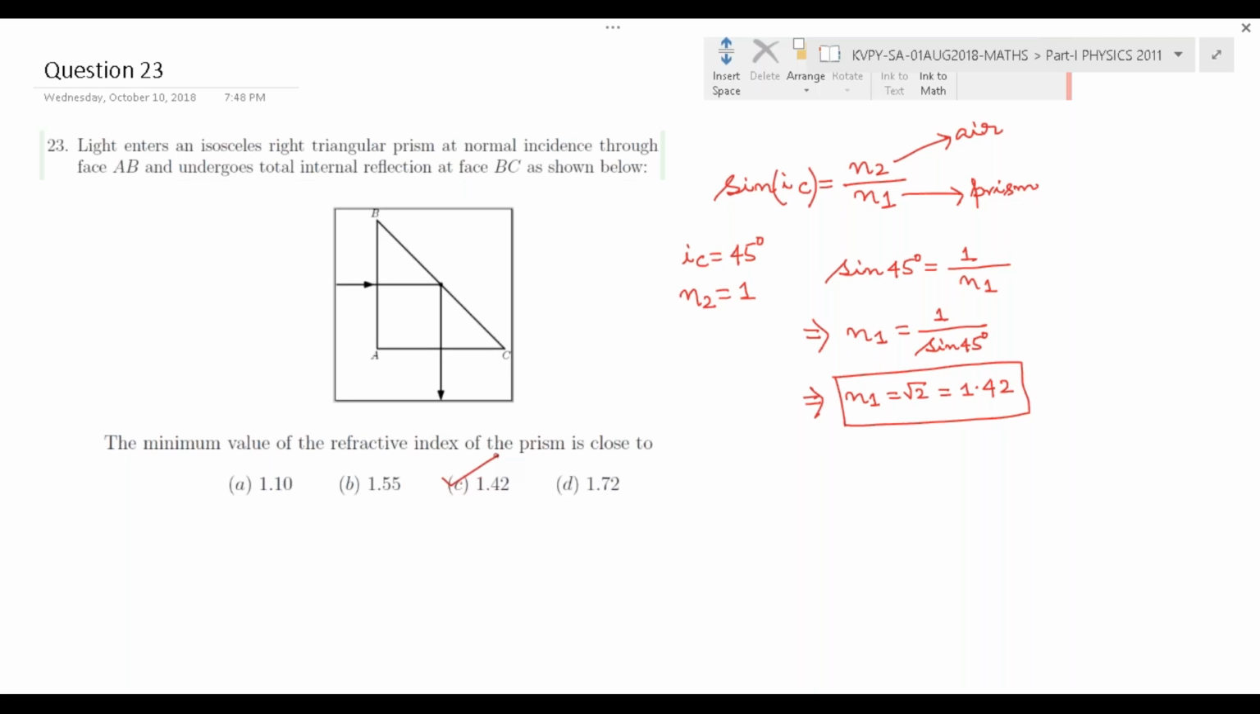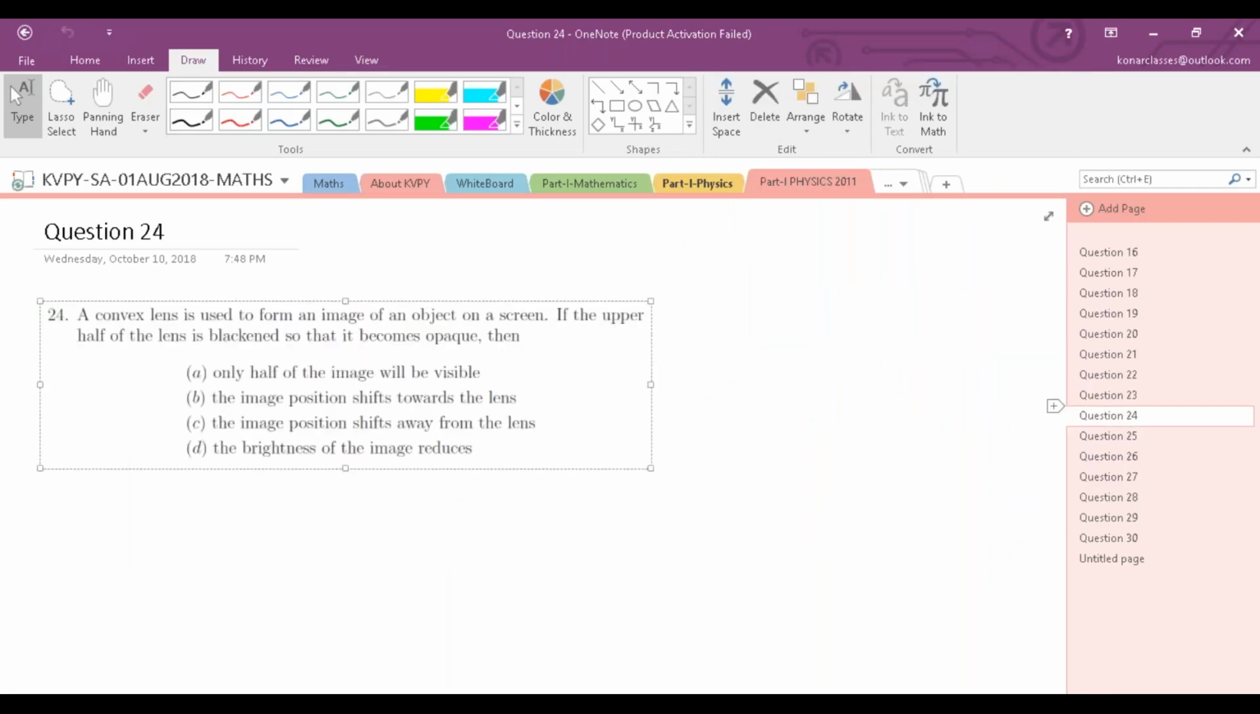Okay, so I hope all of you understood this question. Now we can proceed to the next question, which is question 24, and here it is.